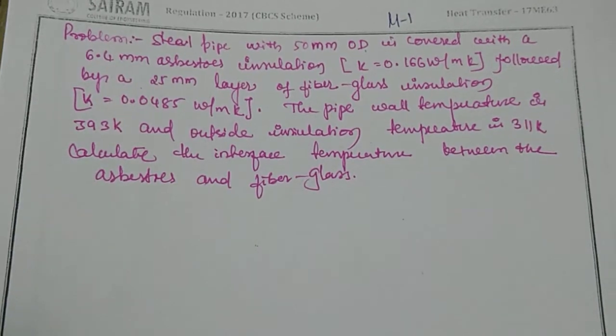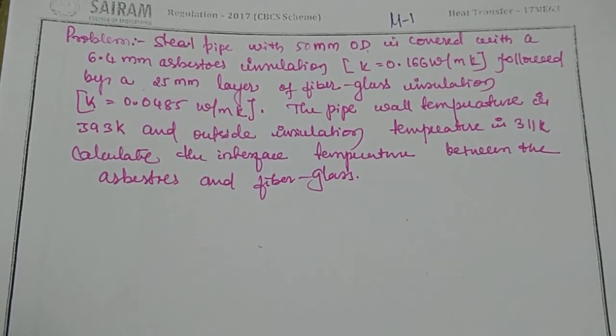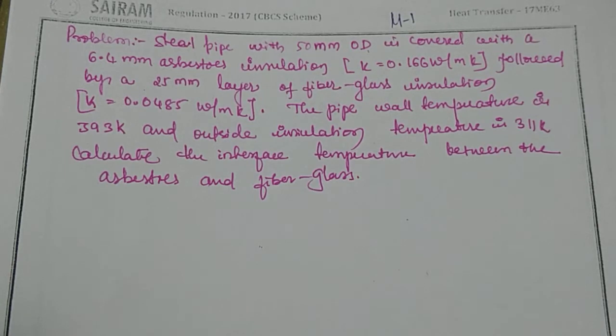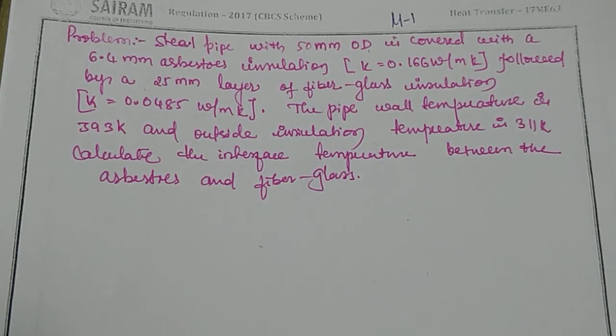A steel pipe with 50 mm outer diameter (OD) is covered with a 6.4 mm asbestos insulation, that is K equal to 0.166 watt per meter Kelvin, followed by a 25 mm layer of fiberglass insulation, K equal to 0.0485 watt per meter Kelvin. The pipe wall temperature is 393 Kelvin and the outside insulation temperature is 311 Kelvin. Calculate the interface temperature between the asbestos and fiberglass.